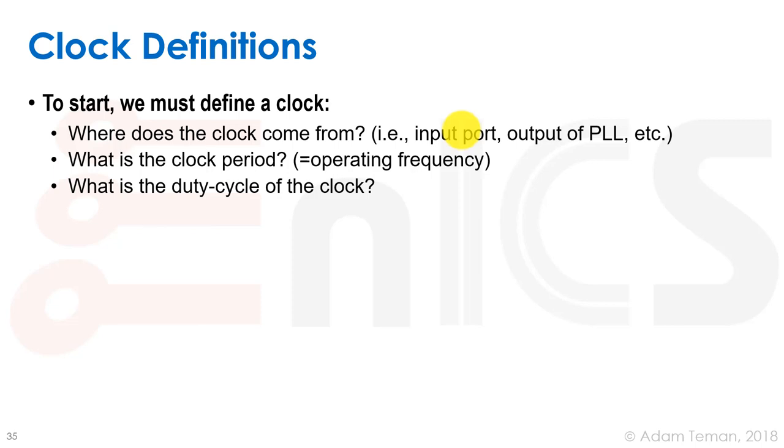What is the clock period? So obviously we have to tell it what that big T is, what the operating frequency is. And what is the duty cycle? We can also tell it. Usually we don't tell it because we don't usually care much about the falling edge of the clock if we're in a positive edge triggered design, and therefore we assume the default of a 50% duty cycle.